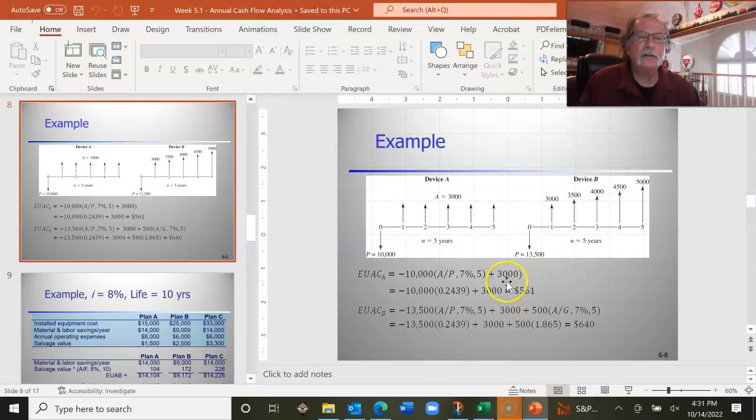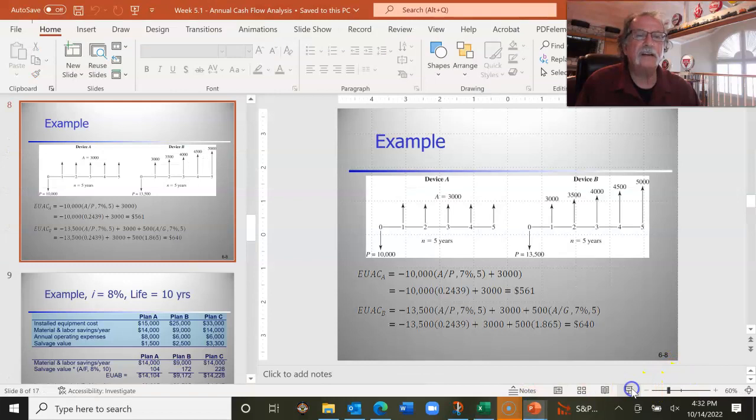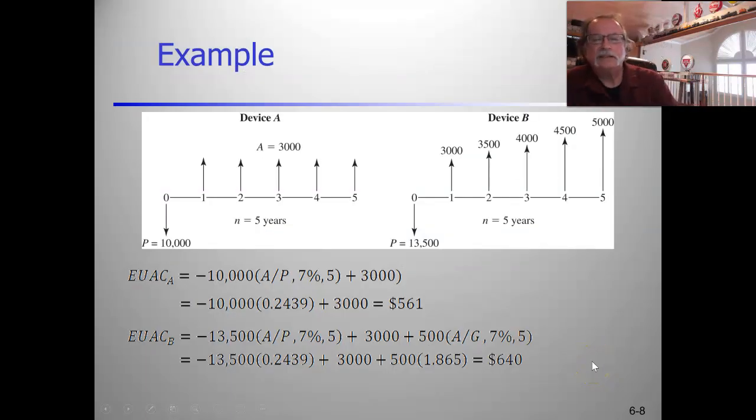And so you can see here that the equivalent cost of alternative A is $561. Equivalent cost of alternative B is $640. 561, 640. Recognize that they did it slightly differently than I did. They annualized, they used a gradient factor for the second one, a gradient of 500. I did not discuss the gradient factor. You will never use a gradient factor ever in industry. I've never used one. I have always analyzed projects in industry the method that I just showed you.